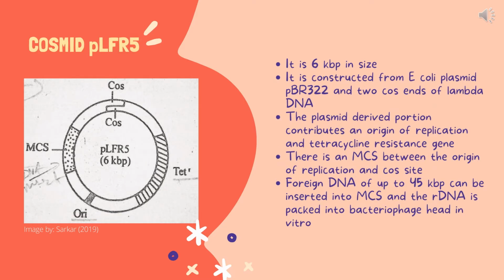Similarly, cosmid pLFR5 is derived from E. coli plasmid pBR322 with 2 cos ends from Lambda phage. It is slightly larger at 6 kilobase pairs, and instead of ampicillin, it contains a tetracycline resistance gene. There is also a multiple cloning site wherein the gene of interest may be inserted.